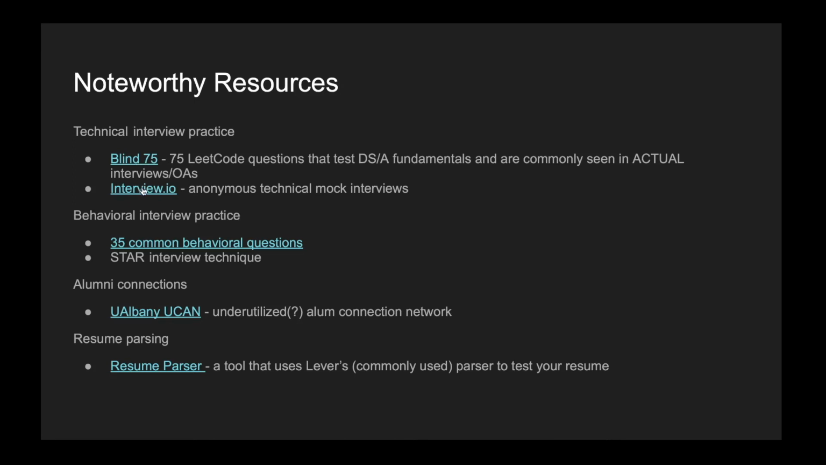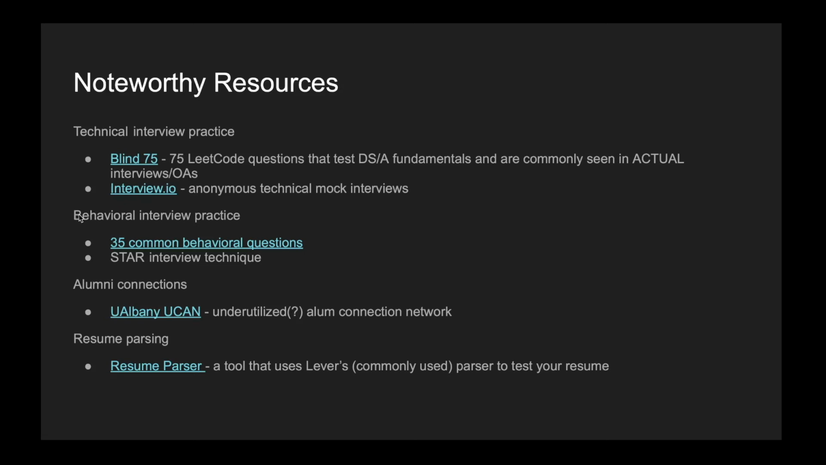Interviewing.io, this is not something I've used, but it's a service that provides anonymous technical mock interviews with actual software engineers. I haven't looked into this super deeply, so I'm actually not sure if this is free or not. But this sounds like something very good if you can't find someone in person to do a mock interview with.